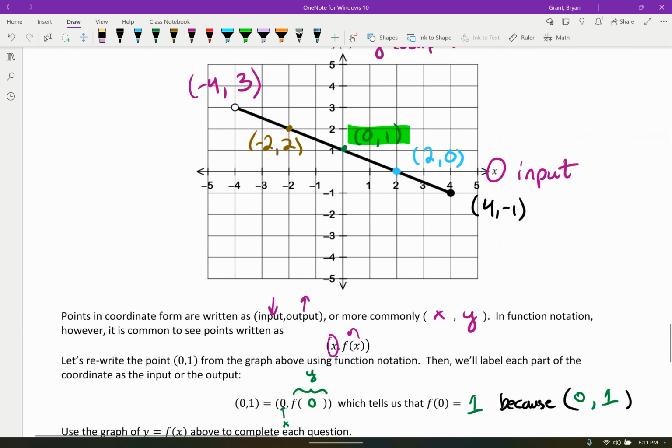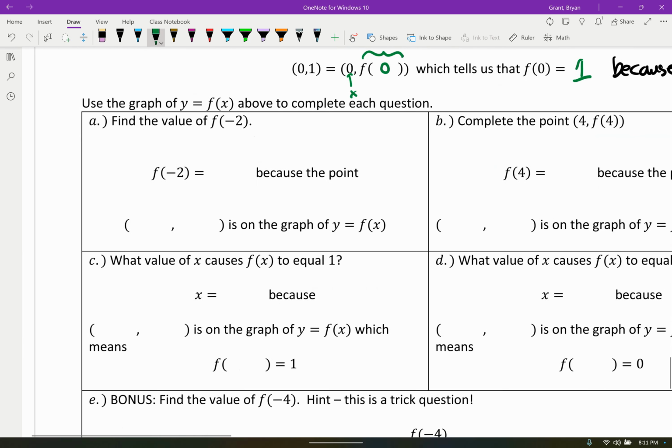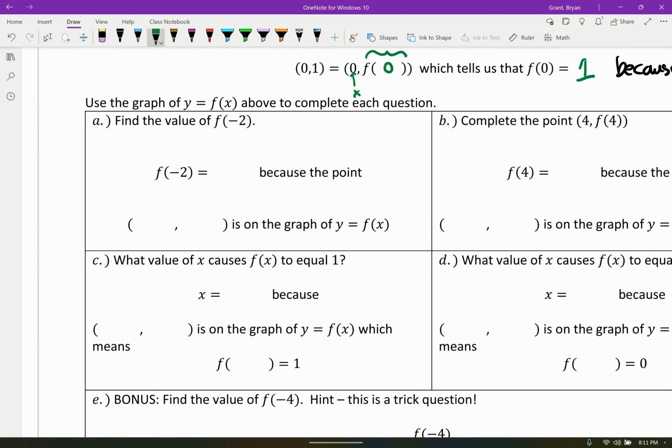But what we need to remember is that the inputs are along the x-axis and the outputs are along the y-axis. Now the x-axis is of course horizontal and the y-axis is vertical, and that's going to become very important, well, right now. So let's take a look. Use the graph of y equals f of x above to complete each question. So they want you to find the value of f of -2.